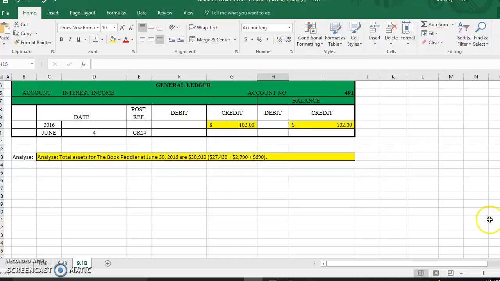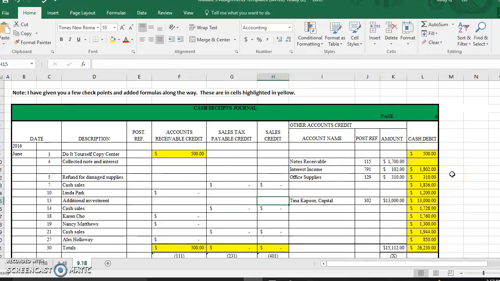So let's scroll up to the top here. What we're going to want to do on this one is go through and enter all of our cash receipts journals. So your first one here is you received $500 from Do-It-Yourself Coffee Center, a credit customer. So your accounts receivable credit, right here, you'll have your $500 because you got $500 from them. Had nothing to do with sales tax payable, no sales credits, no account name, you're just getting your money from them. So your cash debit.